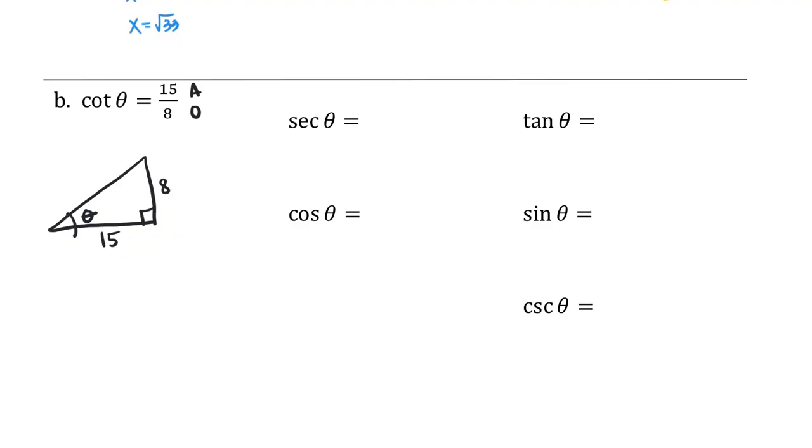Okay, I need my missing side, so let me solve it real quick. Okay, if I square root, it actually comes out nice. It's 17. So hypotenuse is 17. Okay, now let's see what we got. Secant, oh, we're starting hard. So secant is the reciprocal of cosine. Cosine is adjacent over hypotenuse, so secant is hypotenuse over adjacent. The hypotenuse is 17, adjacent is 15.